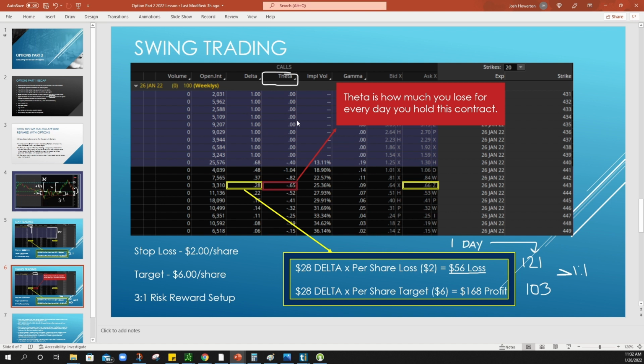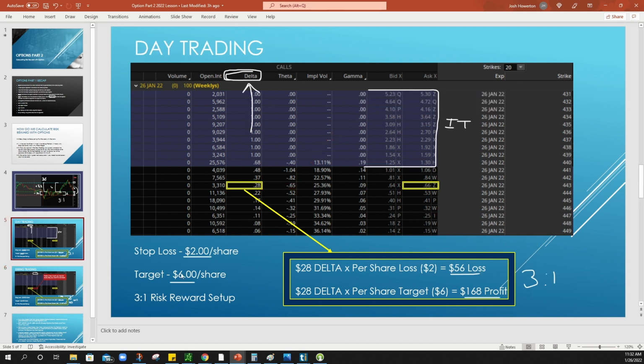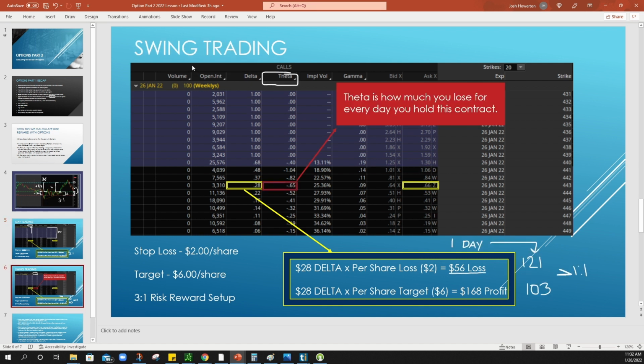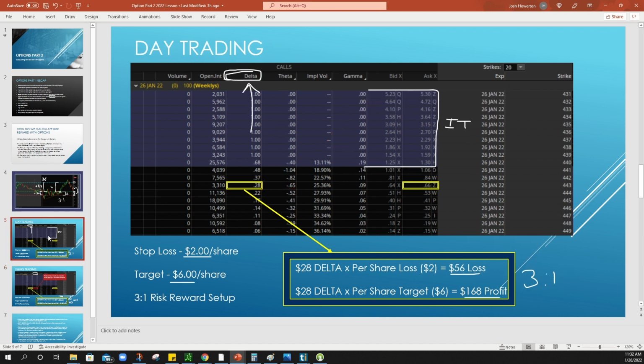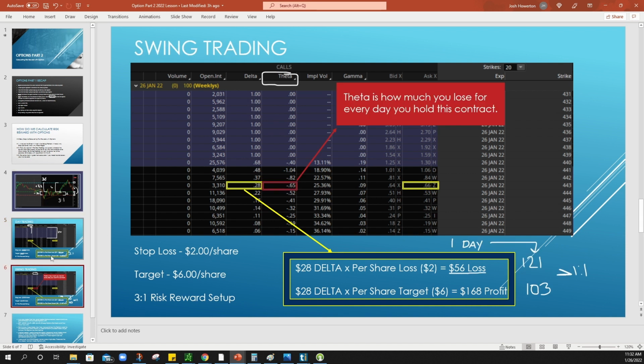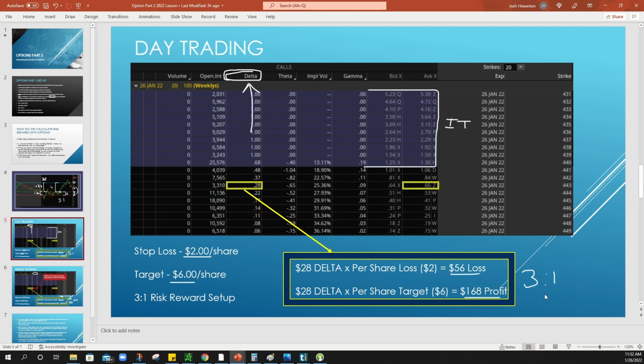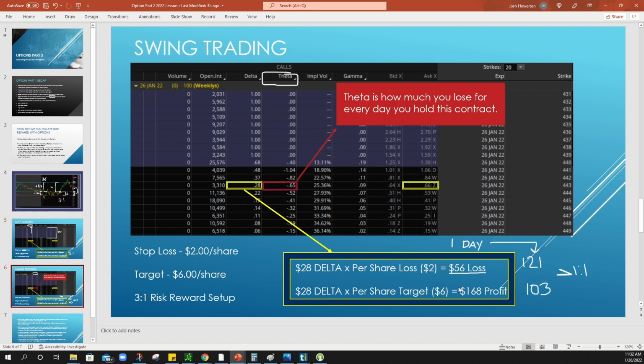This is why I always say: never turn a day trade into a swing trade. I'm going to put even more emphasis on that with options. Never, ever take a day trade into a swing trade. You go from a potential 3-to-1 risk reward, making 168 bucks, losing 56, to losing 121, but only making 103. Does that make sense? Absolutely not.